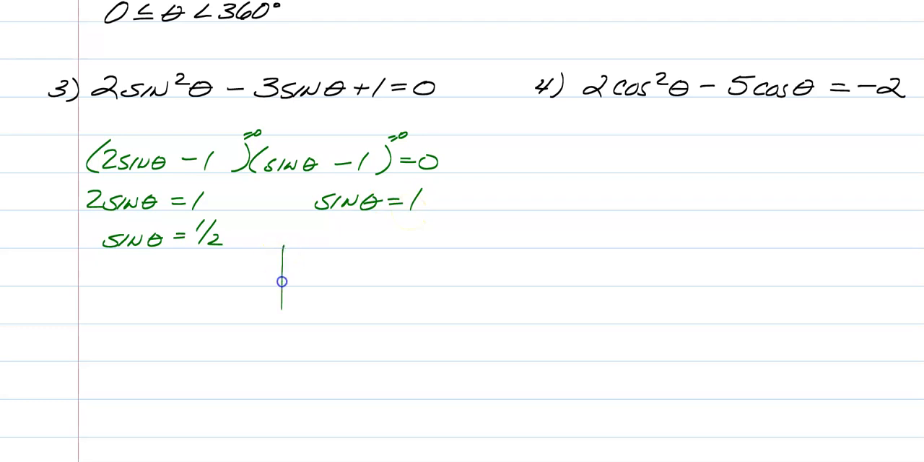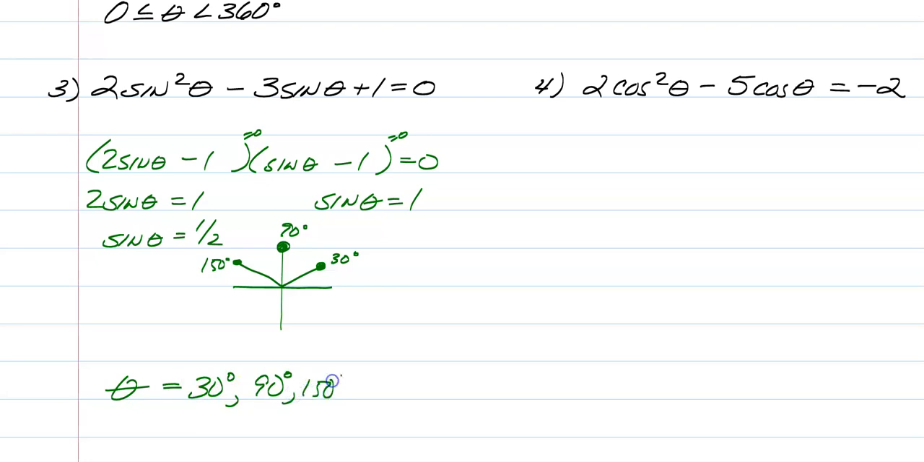So now go to our unit circle. Sine is equal to 1 when y is equal to 1, which takes place up here at 90 degrees. Sine is equal to a positive 1/2 in quadrants 1 and 2, and that reference angle happens to be 30 degrees, which means 180 minus 30 is going to take you to 150 degrees. So in this example, theta is equal to 30, 90, and 150.